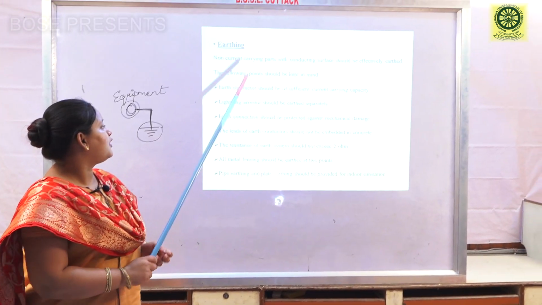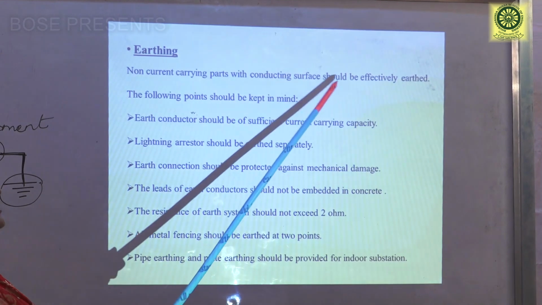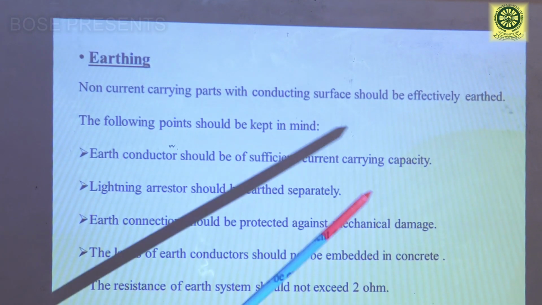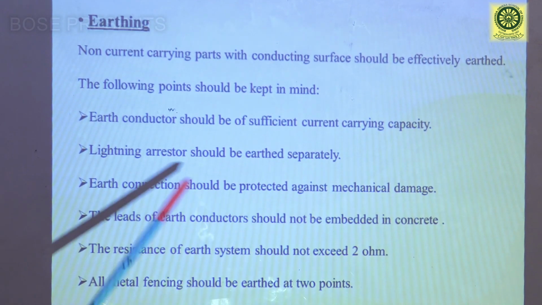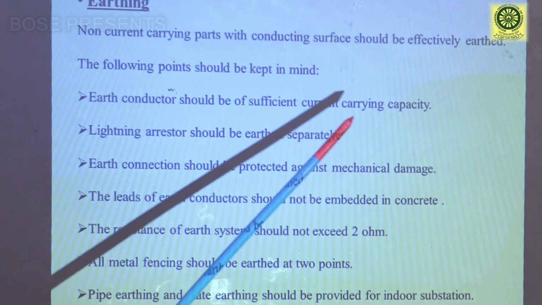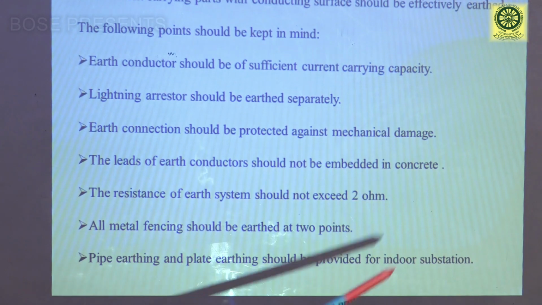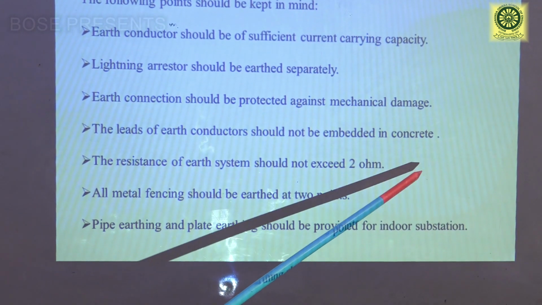Now earthing. What are the points under earthing? Non-current carrying parts with conducting surface should be effectively earthed. The following points should be kept in mind while earthing. Earth conductor should be of sufficient current carrying capacity. Lightning arrestor should be earthed separately. Earth connections should be protected against mechanical damage. The leads of the earth conductor should not be embedded in concrete.